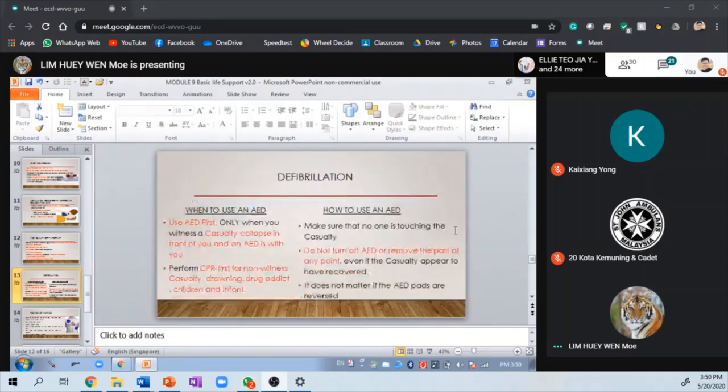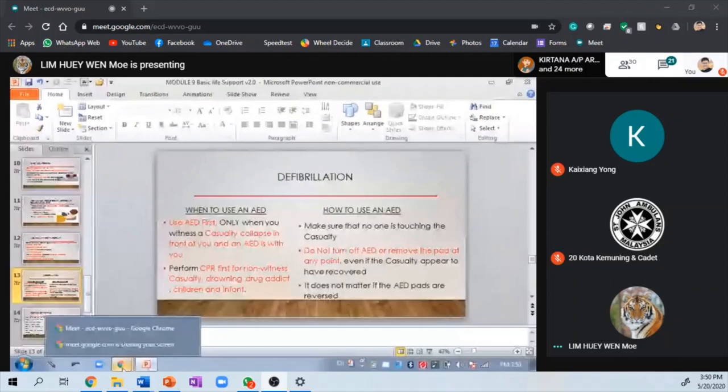Defibrillation. I just give you a brief for this. So when do you use AED? Actually, for your exam, AED is not in your syllabus. You just need to know what is AED. So you must remember, always start CPR first, even though AED is available.